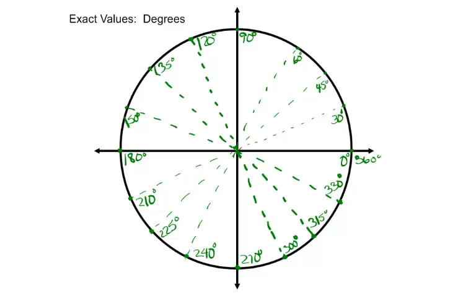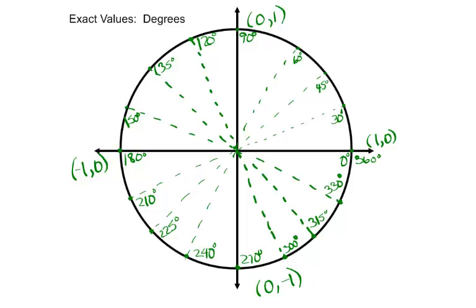Now we need to fill out the exact values. We'll start with the quadrantal angles because we know the coordinates of those points. There's 1 unit to the right of the point of origin along the x-axis and 0 units up. The coordinates of that point are 1, 0. The coordinates at 90 degrees are 0, 1. The coordinates at 180 degrees are -1, 0. And at 270 degrees, they are 0, -1.